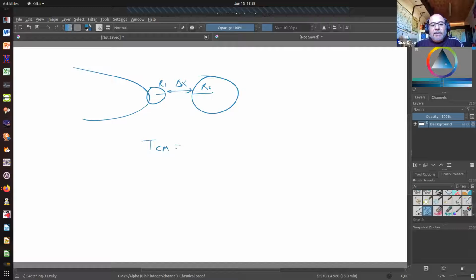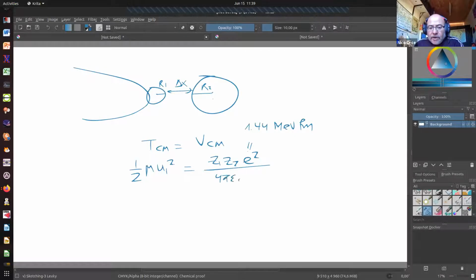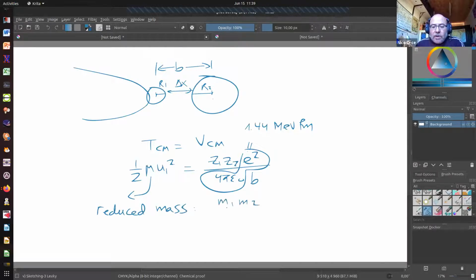So basically, T center of mass in this case equals V center of mass, and this is equal to 1/2 mu u initial squared, as you just mentioned. And then here we have Z1 Z2 e squared, which in our system is 1.44 MeV Fermi, divided by the whole thing, 4 pi epsilon naught, and divided by B, which is this whole distance here from the central points. Now the reduced mass is given by M1 M2 over M1 plus M2.